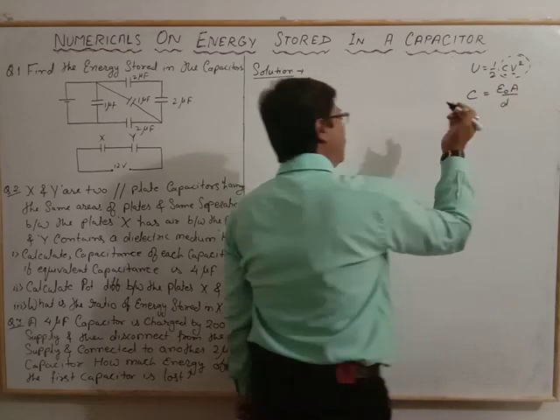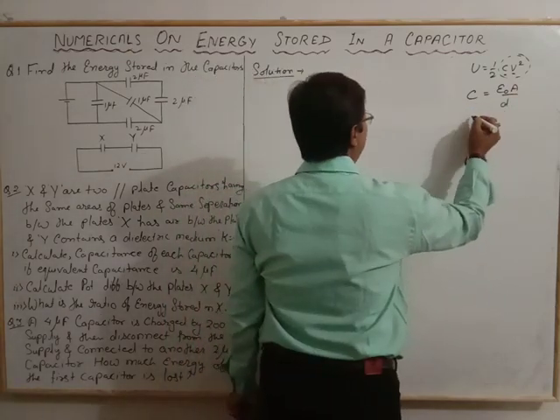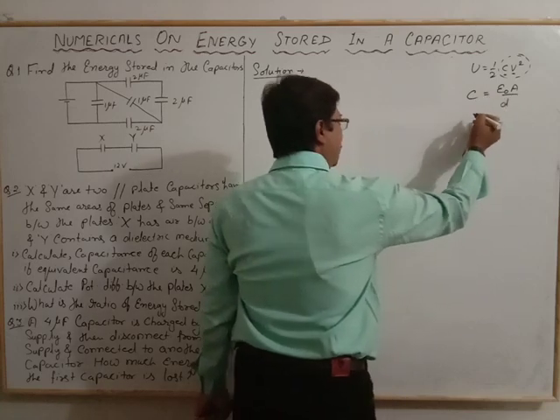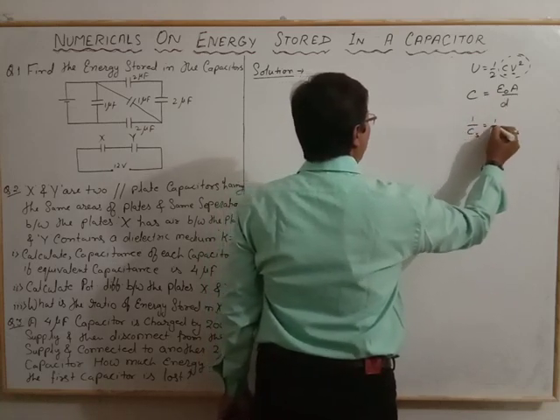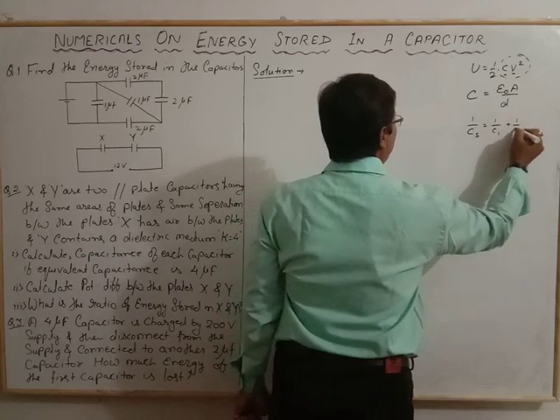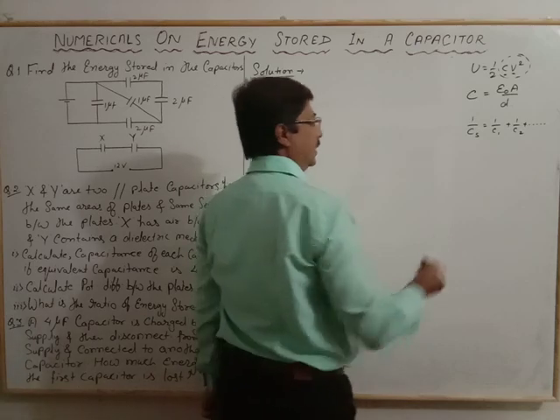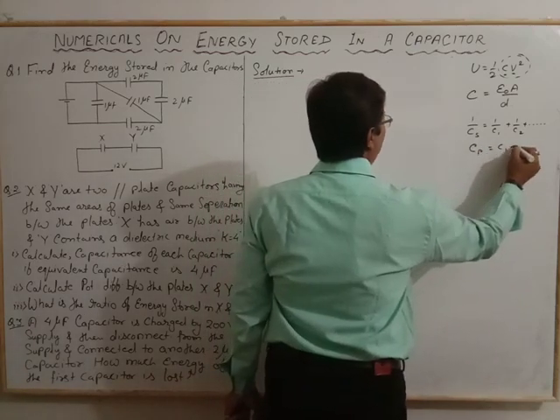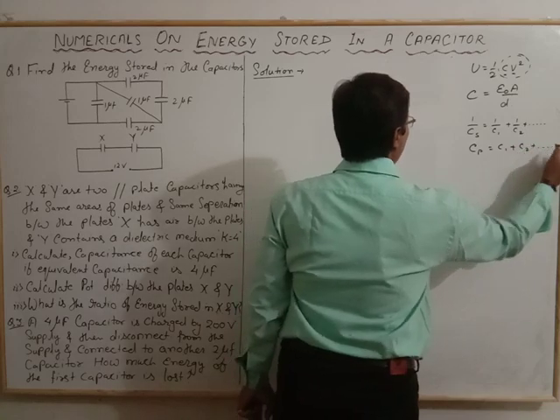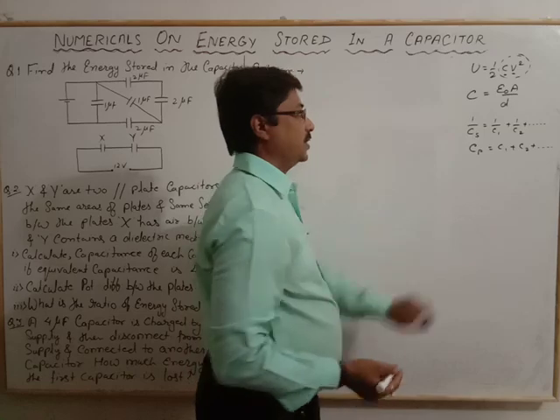And also, if a combination of a number of capacitors is given, in that case we will see the relation for series combination: 1 by Cs is equal to 1 by C1 plus 1 by C2 plus like that, up to whatever the arrangement is. And for the parallel combination, Cp is equal to C1 plus C2 plus again up to however many there are in the parallel arrangement.